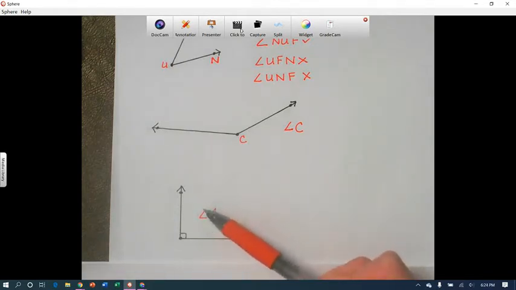So those are the 4 different types of angles and how we name angles. And in our next video, we are going to talk about some relationships between angles.